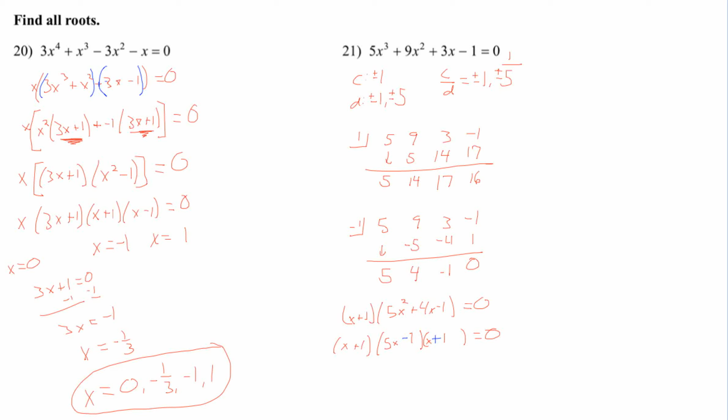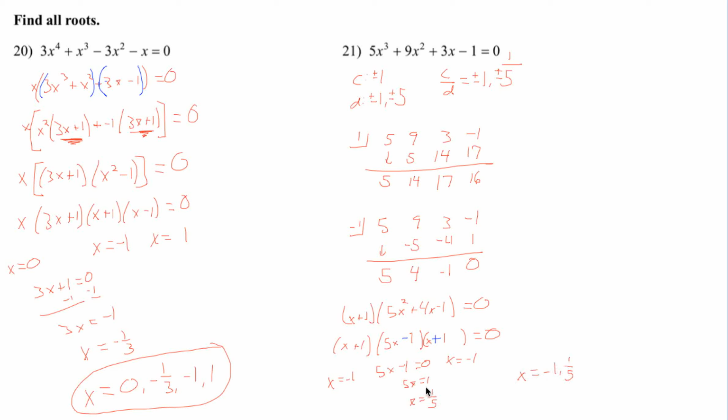And now we can finish this out by solving. From this one, x equals negative 1. From this one, we have 5x minus 1 equals 0. We would add 1. So 5x equals 1. And then divide by 5, and we get 1/5. And then our last one, we see that this is x equals negative 1 again. We actually notice we get negative 1 twice. We only have to list it once. So our answer is x equals negative 1, 1/5.